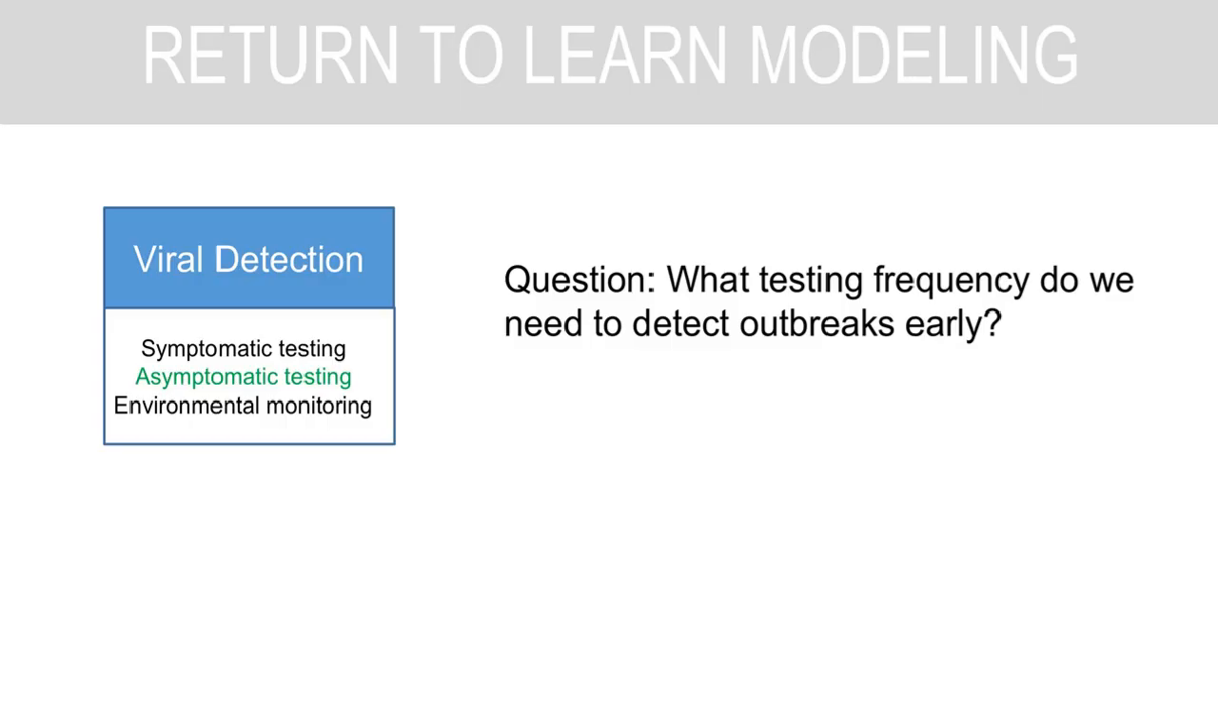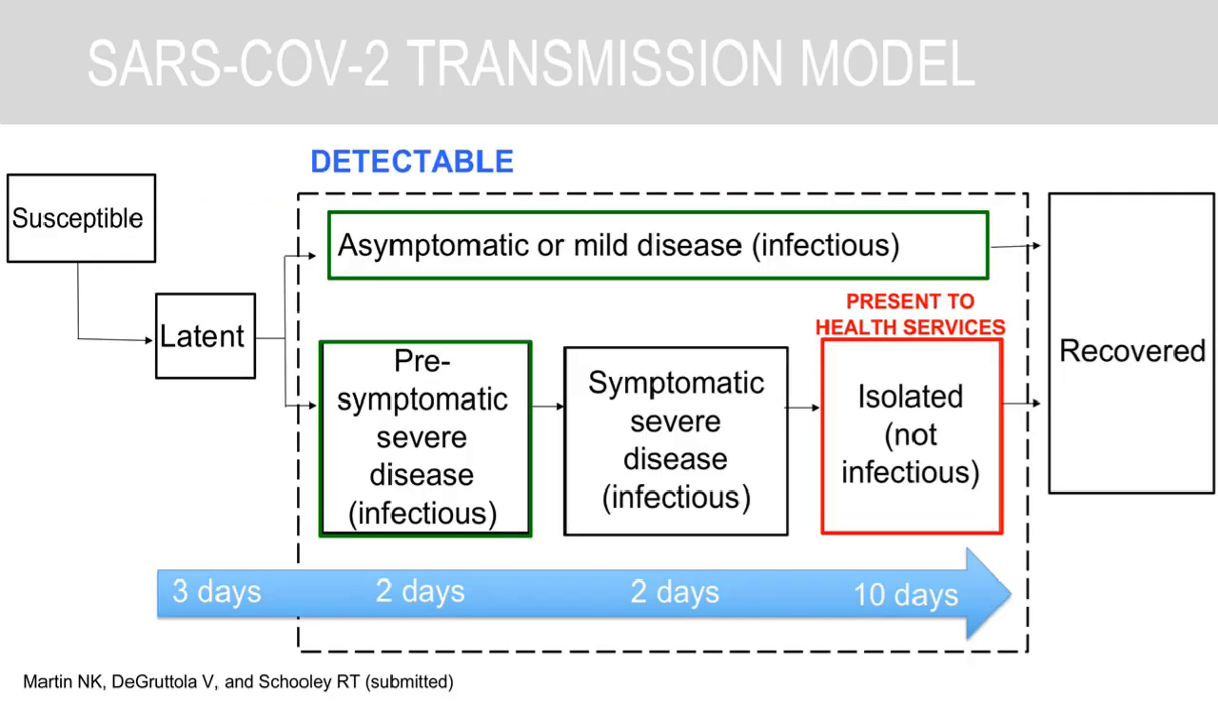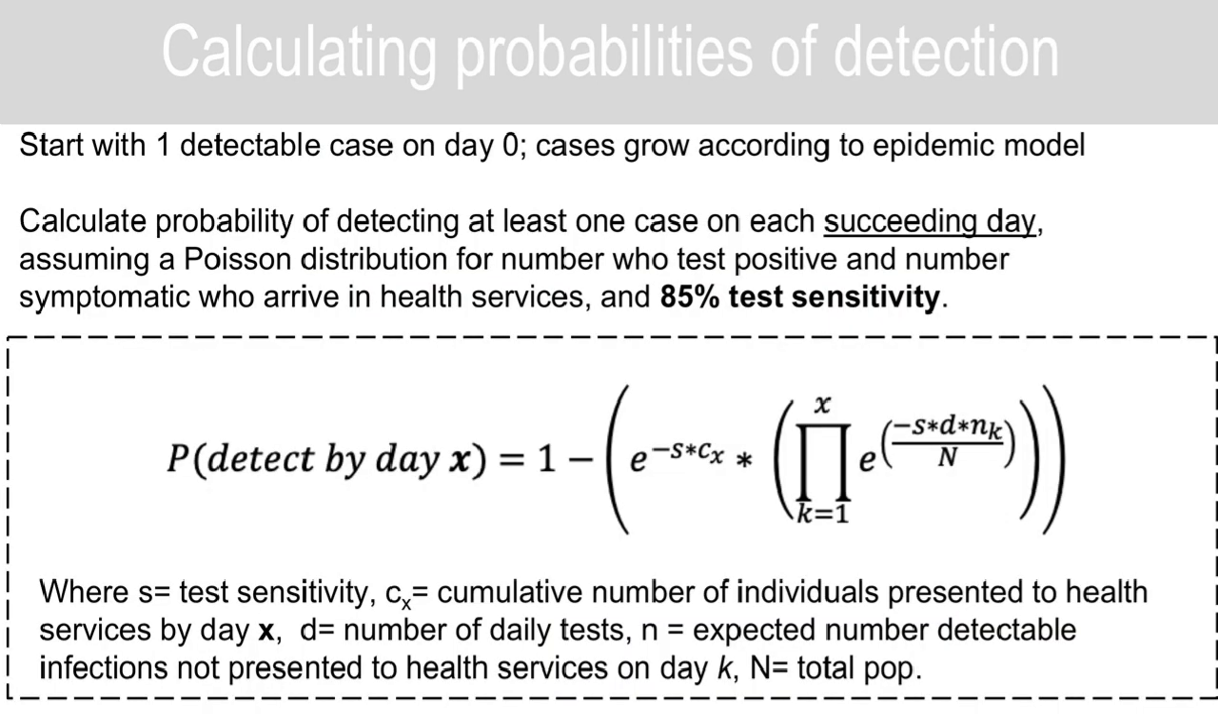We also wanted to look at what testing frequency we need to detect outbreaks early. And so that's our middle pillar of viral detection. To do that, we put together a basic compartmental model incorporating the natural history of the disease, really wondering about how asymptomatic testing can help identify individuals in these green stages, either if they're totally asymptomatic or in the pre-symptomatic period previous to symptomatic disease where they could still be transmissible.